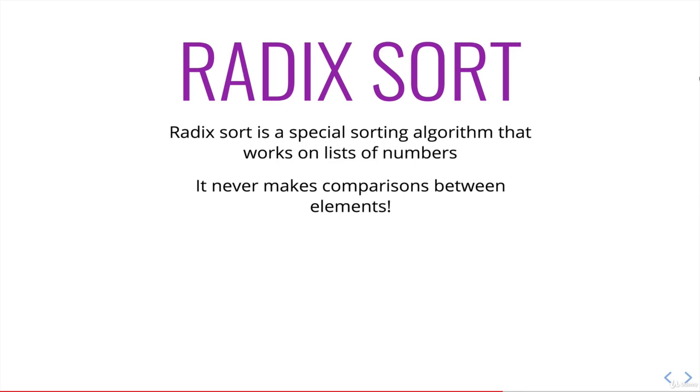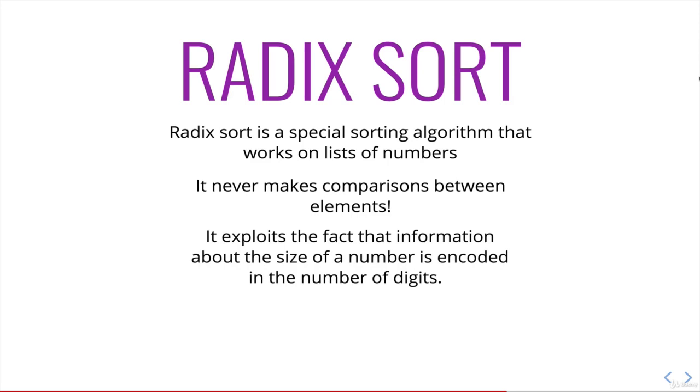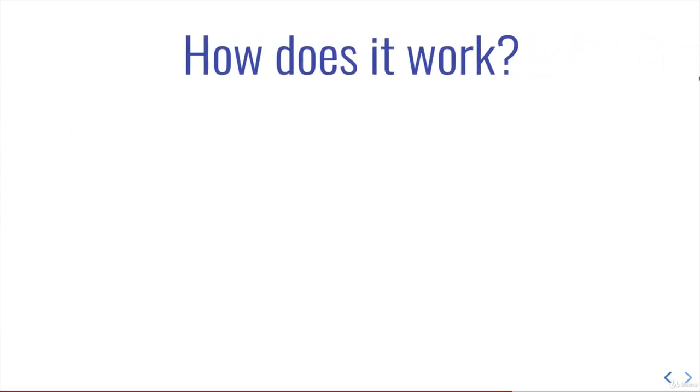It never makes comparisons between two elements. It never asks what's smaller, what's larger. Instead, it exploits the fact that information about the size of a number is encoded in the number of digits. What I mean by that is that if a number has more digits, let's say a 4-digit number, it's larger than any 2-digit number. It doesn't matter what the two numbers are. We're not comparing the two numbers, but we know that something with more digits is larger than something with fewer digits.